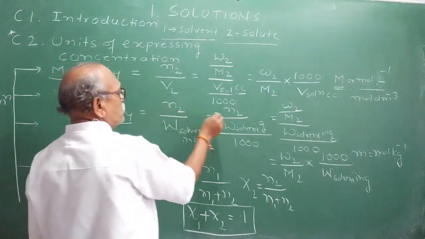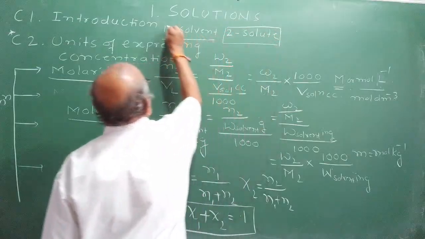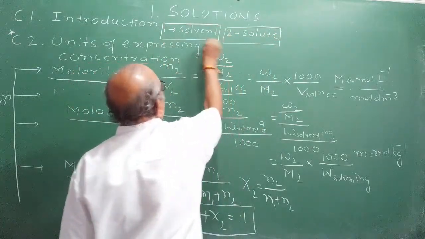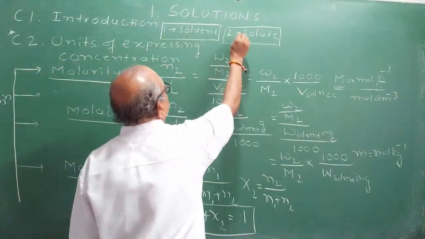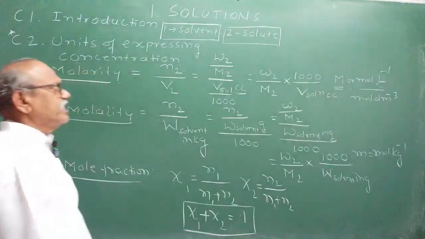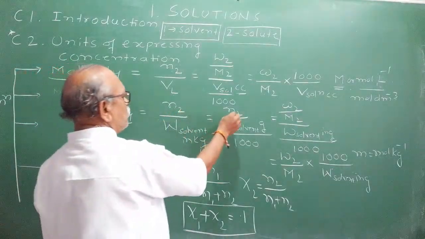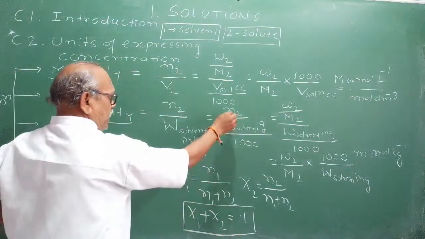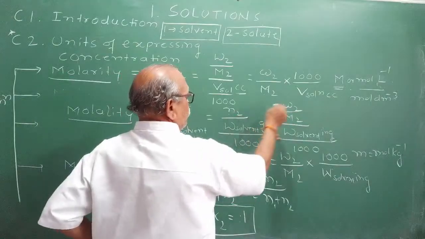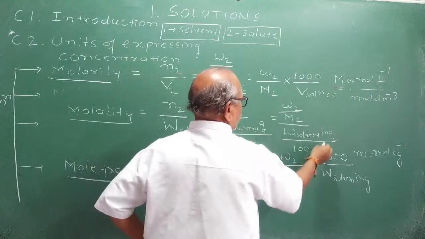And the number of moles of the solute. Generally, we use the convention 2 for solute, 1 for solvent throughout the discussions. Wherever I write 1, you think that it is solvent. Wherever I write 2, you consider it as solute. Now, molality is the number of moles of the solute, N2, upon mass of the solvent in kg. Again, number of moles of solute is given by W2 upon M2, divided by mass of the solvent in grams.